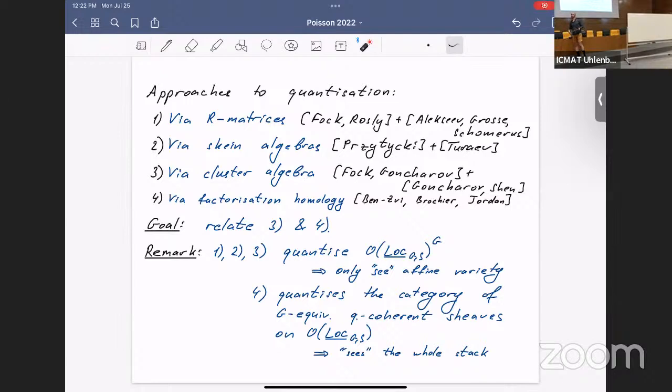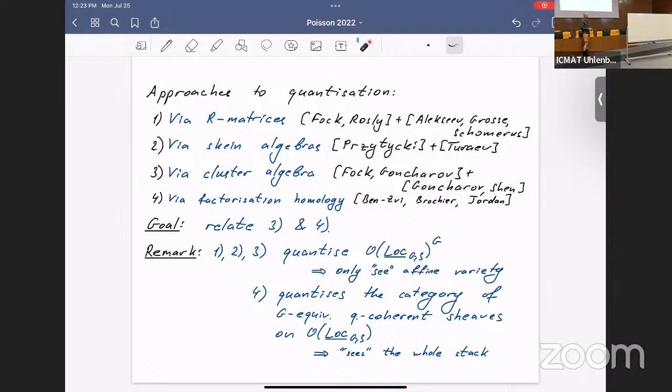Now, a whole new twist to the story came from works of Fock, Goncharov, and Goncharov-Shen, and these were via cluster algebra. So I'll talk, not in detail, but I'll just explain what gets into this approach. And finally, the last, at least historically, the last one so far was via factorization homology, and that was done by Ben-Zvi, Brochet, and Jordan, based on earlier work of Ayala, Francis, and Tanaka. Now, the goal of this talk is really to relate the third and the fourth one.